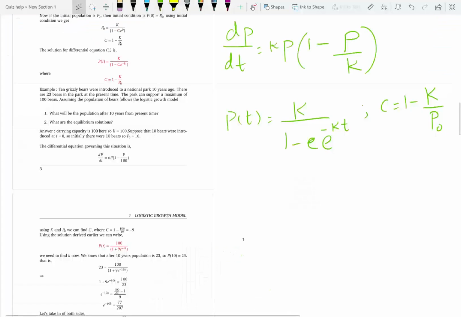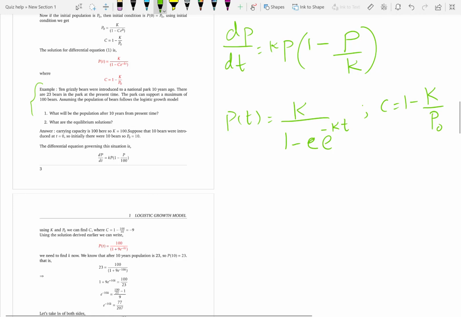Alright, so let's look at an example of a population growth model, the logistic growth model. In the example, it says 10 grizzly bears were introduced to a national park 10 years ago. There are 23 bears in the park at the present time. The park can support a maximum of 100 bears. Assume the population of bears follows the logistic growth model.